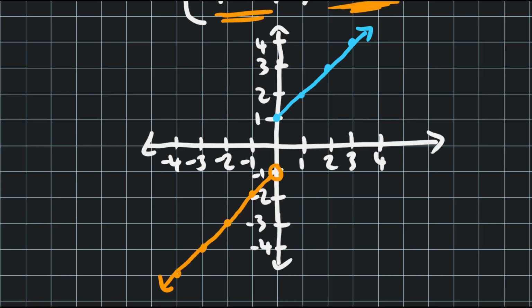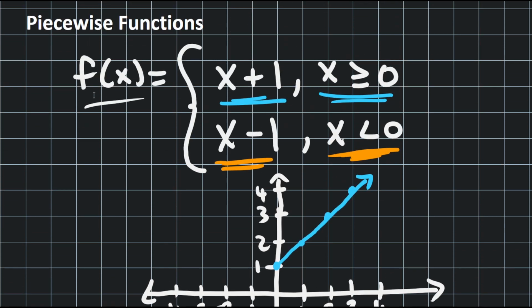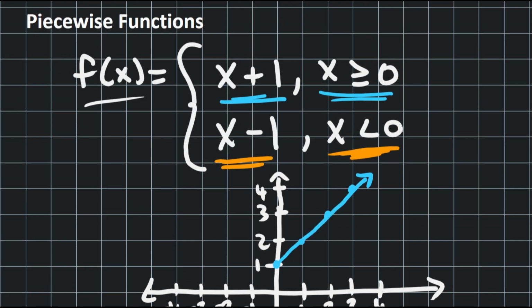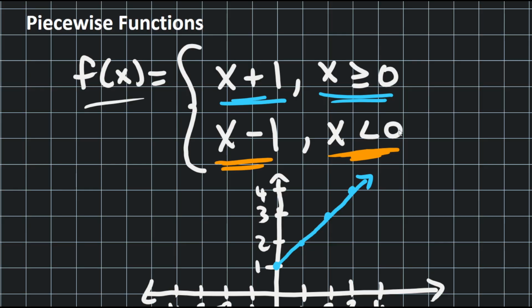And there we go. This orange line and this blue line together, they both compose this piecewise function. f of x equals x plus 1 for values where the input is greater than or equal to 0. And it also equals x minus 1 where the input is less than 0. And that's how you graph it. So this is how you graph a piecewise function. And we learned how to evaluate a piecewise function at certain inputs. And that's all you need to learn about piecewise functions.